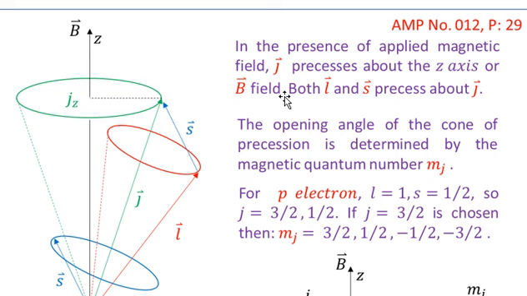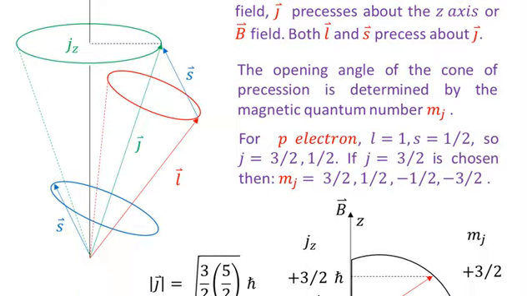In the presence of the applied magnetic field, J precesses about the z-axis or the B field. Both L and S precess about J. The opening angle of the cone of the precession is determined by the magnetic quantum number mj. So you see that mj can determine the opening angle of the cone. We have discussed ms and ml previously, and if you see the previous two lectures, you will see how we related ml and ms there with the opening angle of the cone.